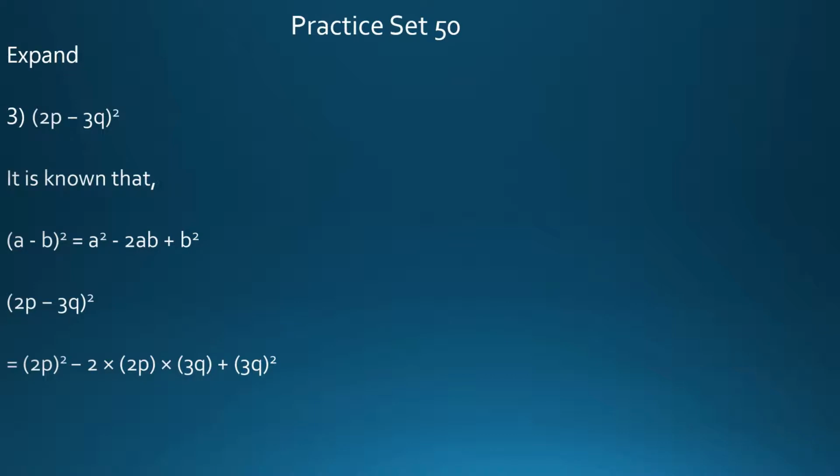2p square: 2 square is 4, p square is p square, minus 2 into 2 is 4, 4 into 3 is 12, p into q is pq. So we have 4p square minus 12pq plus 3 square is 9, q square is q square. So we have 9q square. So the expansion of (2p minus 3q) the whole square is 4p square minus 12pq plus 9q square.